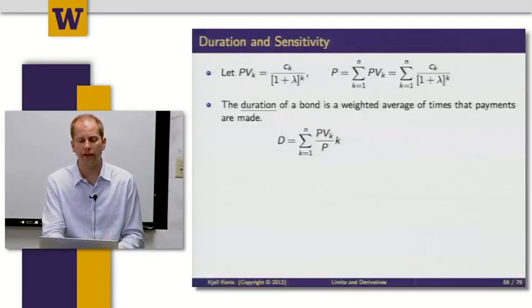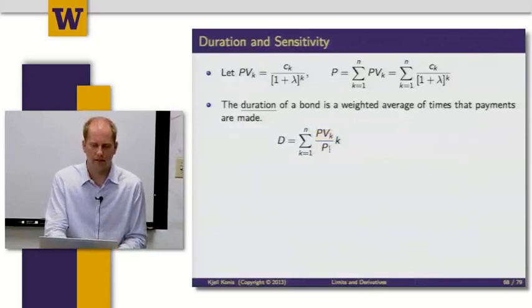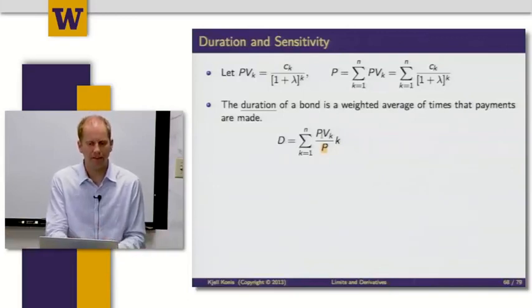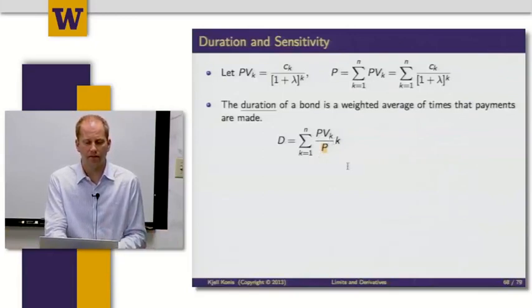And if you think about this, what are the units of PVk? It's a present value of something, so it's going to be measured in dollars. Did you say that that's the present value of the payment that's made in period k? Yeah. Okay. And then P is just the sum of all of those. Okay. So it's the price of the bond today. So it's current dollars, right? Yeah.